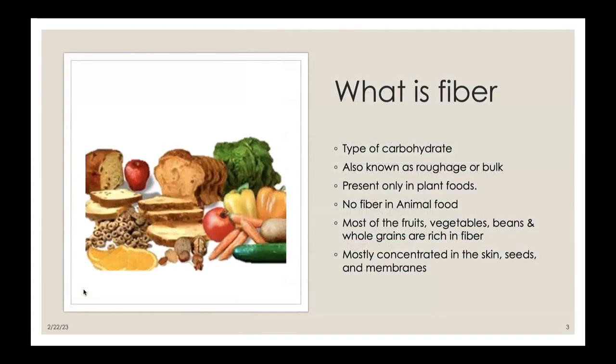And fiber is present only in plant food. So there is no fiber in animal products such as milk, eggs, meats, poultry, and fish. Most fruits, vegetables, beans, and whole grains are rich in fiber, but it's mostly concentrated in the skin, seeds, and membranes. This means an apple with the skin has more fiber than a peeled one. Whole grains such as brown rice, brown bread have more fiber than white rice, white bread, etc.